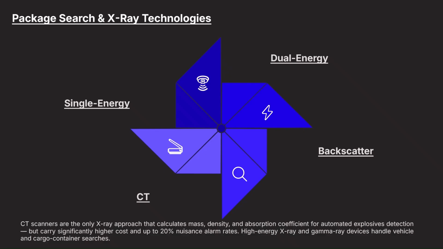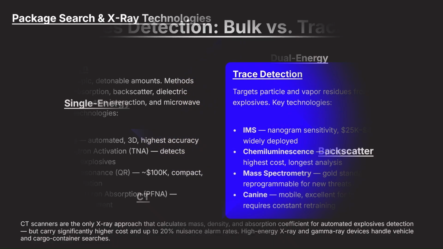identifying concealed threats. Single energy systems are basic and cost-effective, but provide limited differentiation between materials. Dual energy systems improve detection by distinguishing between organic and inorganic materials. Backscatter technology enhances imaging of low-density objects, while computed tomography, or CT, provides advanced 3D imaging for high-risk environments. Choosing the right system depends on threat level, throughput requirements, and operational constraints.